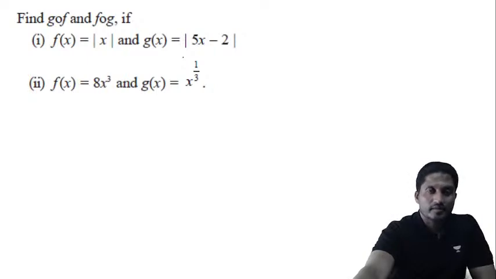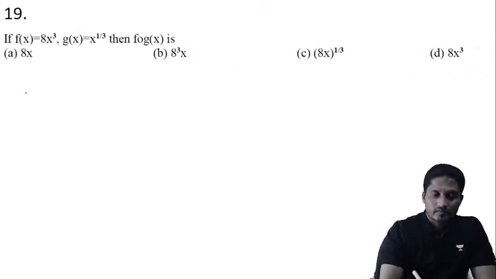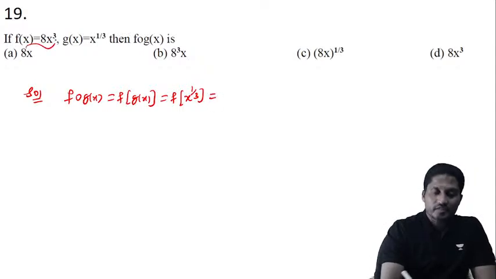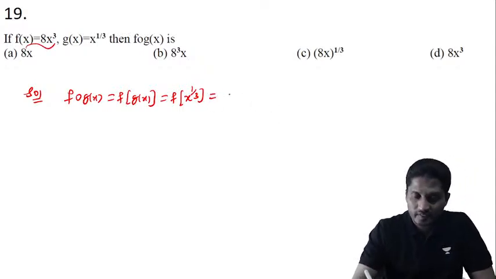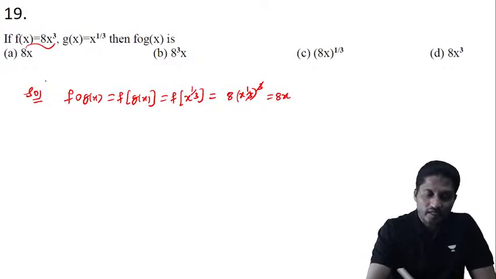Okay, same logic for these problems as well. Question number 19. F circle g of x is equal to f of g of x. This will be equal to f of g of x is equal to x to the power of 1 by 3, right? F of x is 8x cube. F of x to the power 1 by 3 is 8 into x to the power of 1 by 3 the whole cube. 3 and 3 cancel, you will get 8x. Alright, answer is option A.